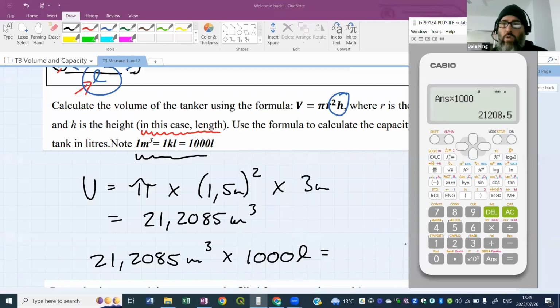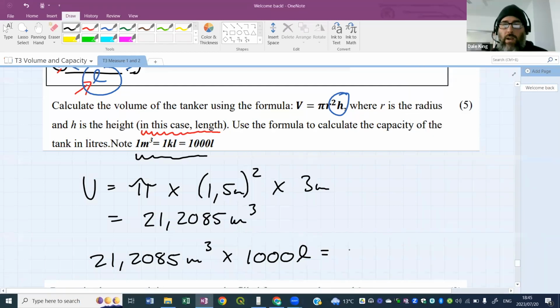And I get 21,208,5 liters. We all getting that?